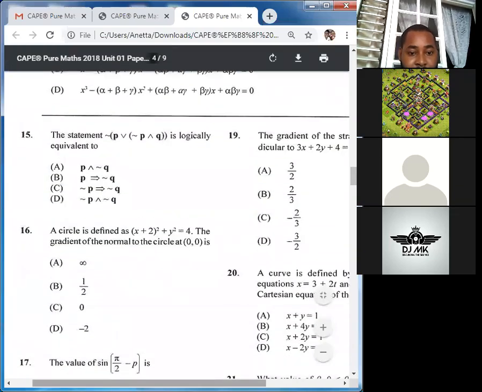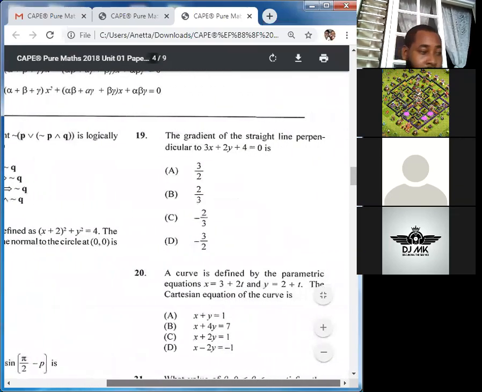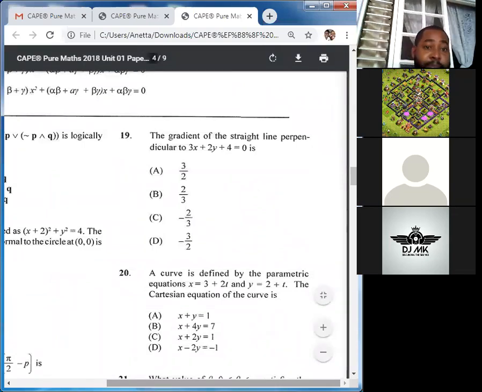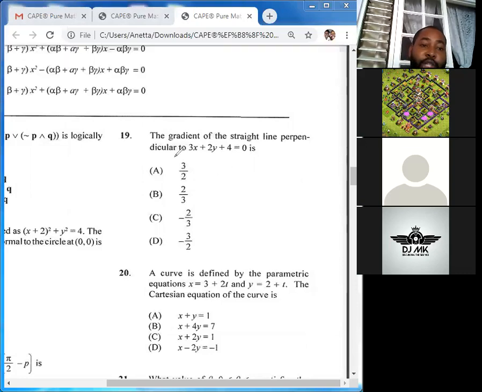Going to 19. The gradient of the straight line perpendicular to this. So go on to that same concept now, and I hinted at it a while ago. Now we are into it. The gradient of a line which is perpendicular to this line is what? So we just need to first figure out the slope of this line. So we need to write this in terms of y equals mx plus b.